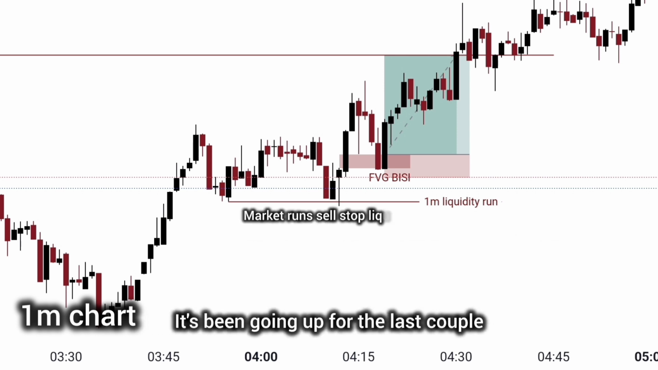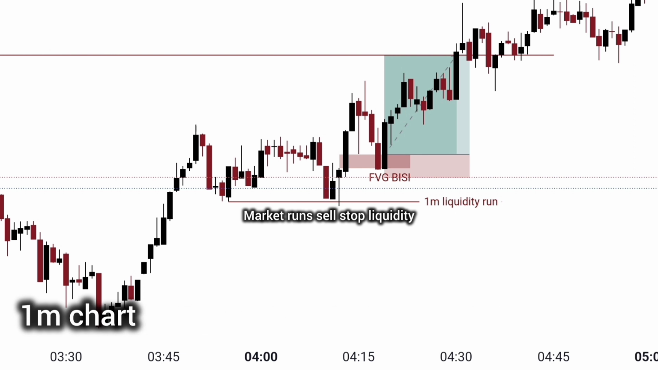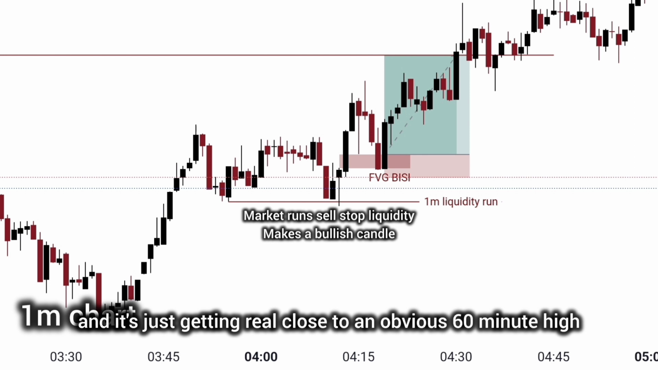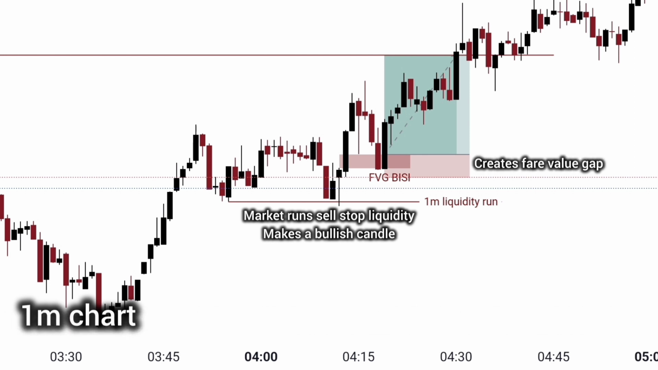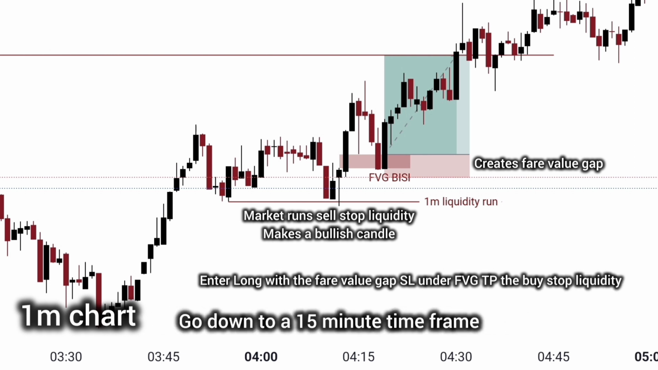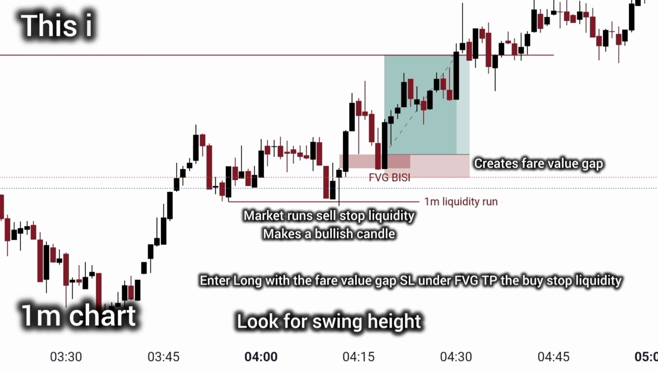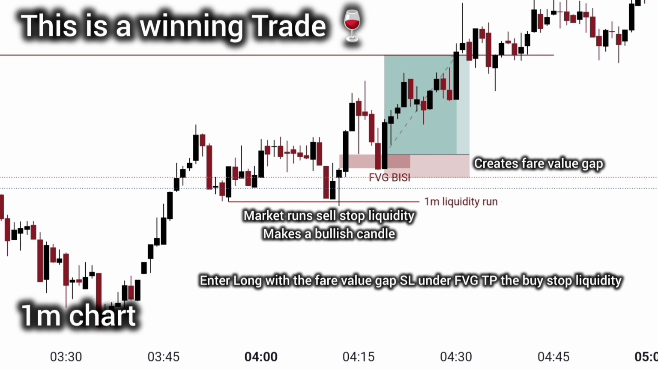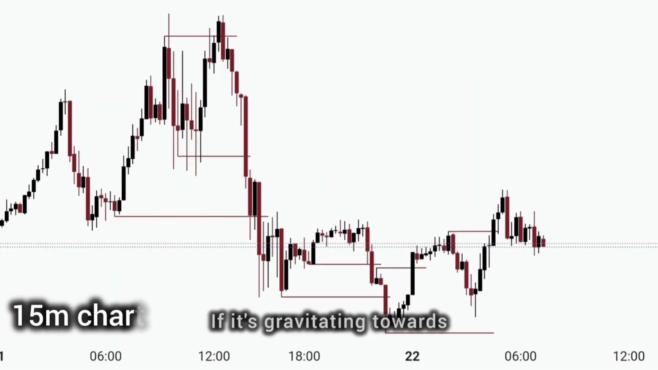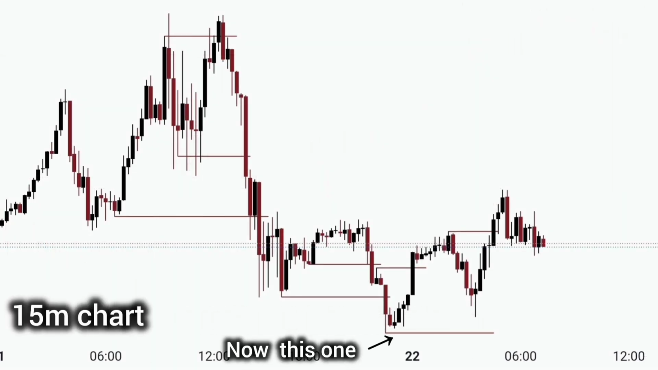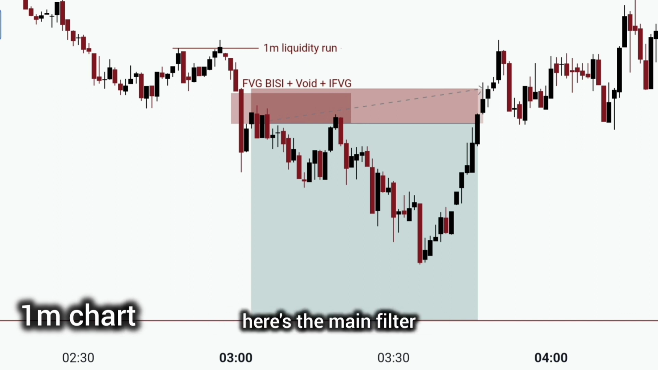It's been going up for the last couple hours or so, and it's just getting real close to an obvious 60-minute high. If it's not doing that, go down to a 15-minute time frame. Look for a swing high that it might be gravitating to. If it's gravitating towards that 15-minute high, and real important, here's the filter, folks.